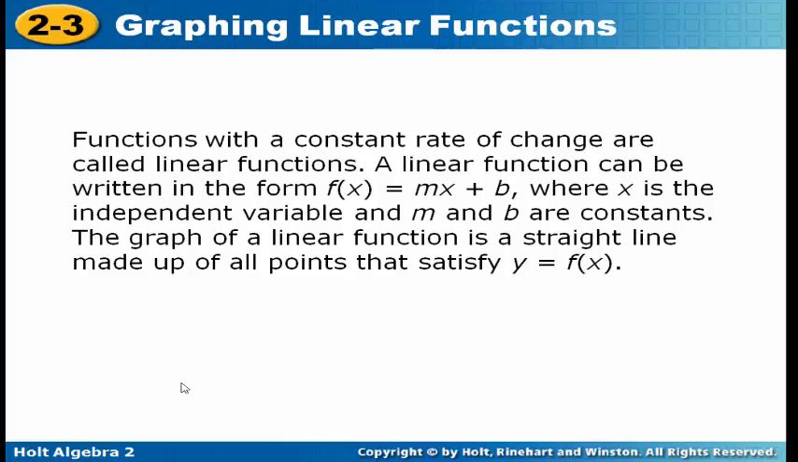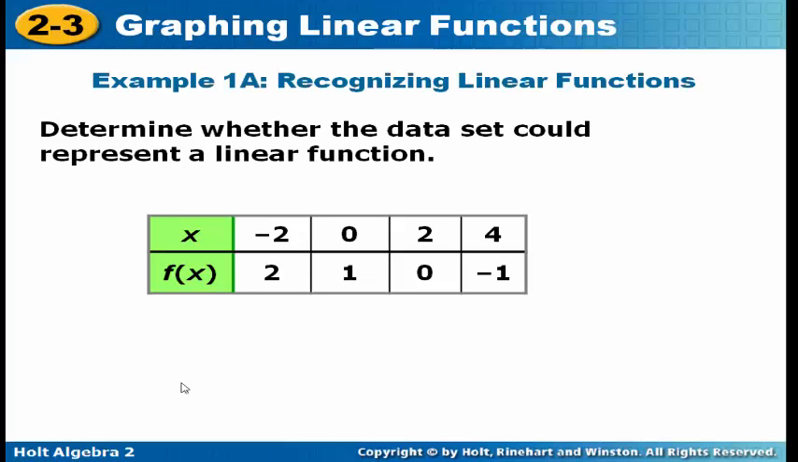Functions with a constant rate of change are called linear functions. So a linear function can be written in the form f(x) equals mx plus b, where x is the independent variable and m and b are constants. The graph of a linear function is a straight line made up of all points that satisfy y equals f(x). For example, determine whether the data set could represent a linear function.